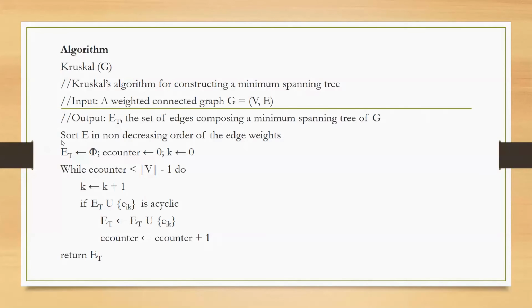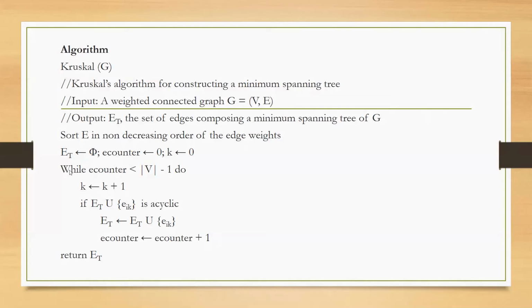Now, what is the first step? First step is sort E in non-decreasing order of the edge weights. You have to sort the edges in ascending order and write the cost below the edges. ET, the edge set, initially will be empty, null, because you have not chosen any edge. Stepwise, iteration after iteration, the edges will be added to this edge set ET. You take one variable called E counter, initialized to 0. You take one variable called K, that is initialized to 0.